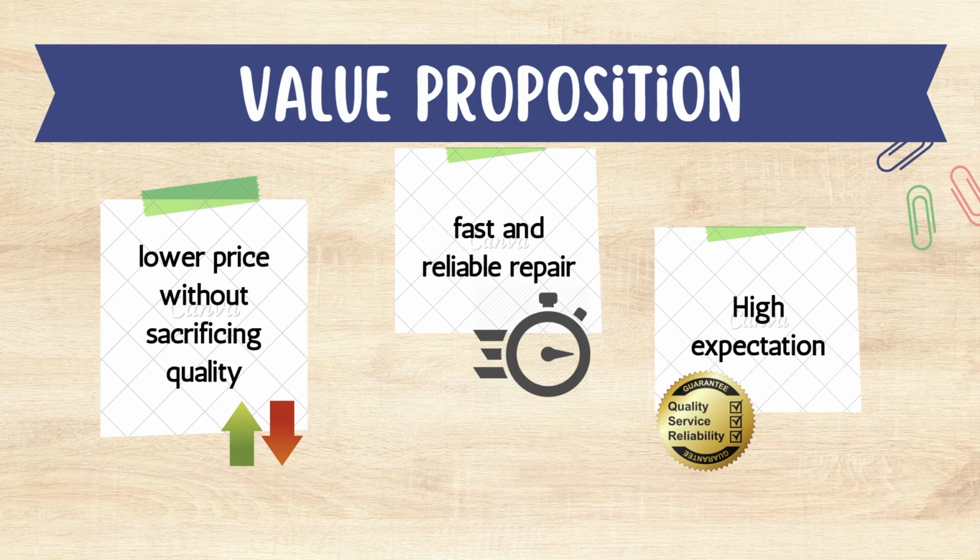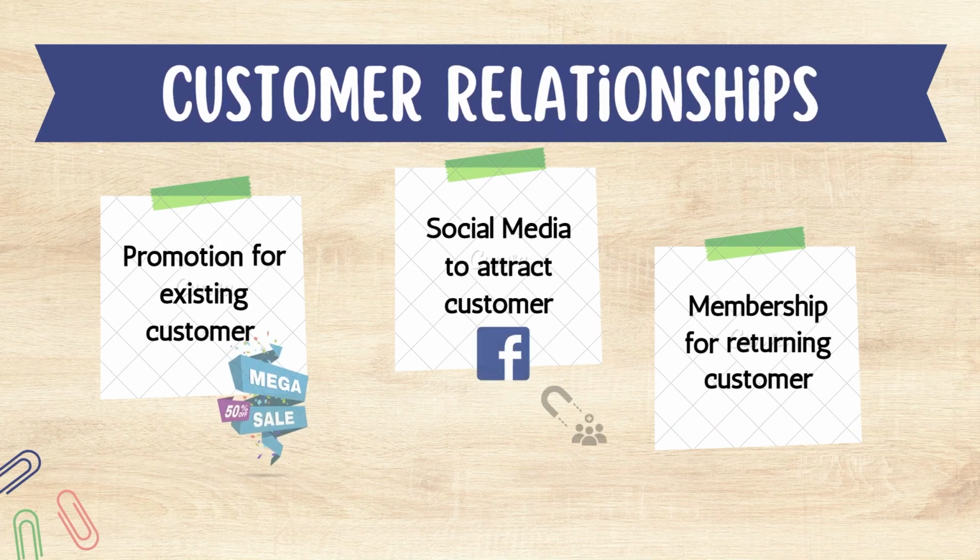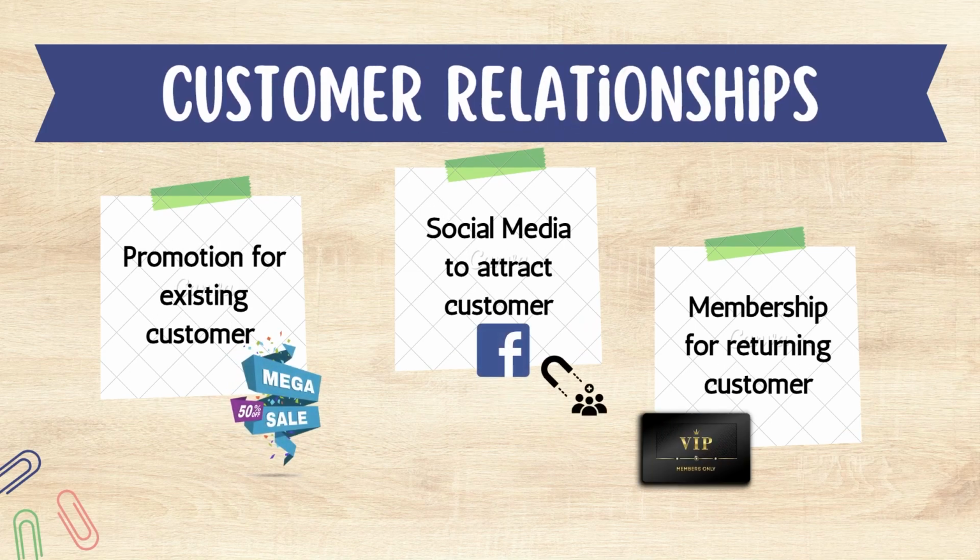We go on to the fifth element, which is customer relationship. In this segment, we make sure to attract new customers, keep existing customers, and grow those customers. So we are offering promotions on our services for existing customers. We also use social media to attract new customers to our business. And lastly, we are going to give membership to returning customers so we can grow on them.